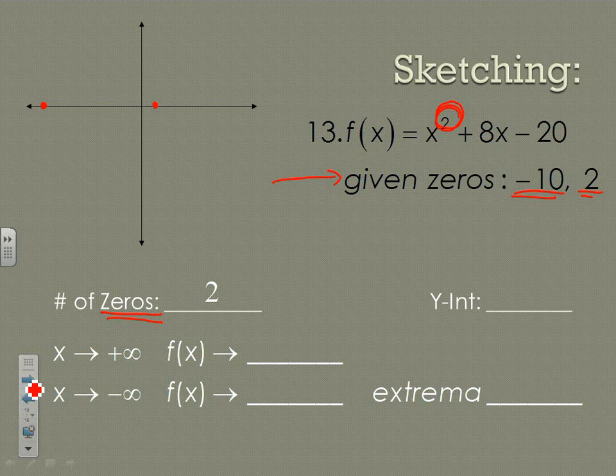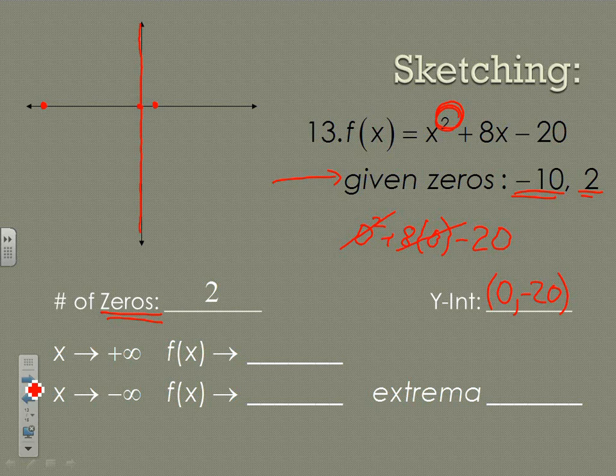If I had to find my y-intercept, remember your y-intercept is going to be on your y-axis. And no matter where you are on that y-axis, your x value is going to be 0 because it's at the origin. So if you plugged in 0 into this equation, 0 squared plus 8 times 0 minus 20, well, that's 0, that's 0. So my y-intercept is at the point (0, -20).